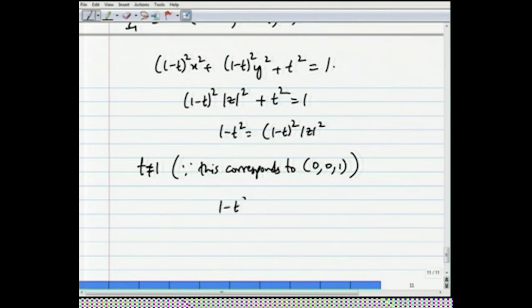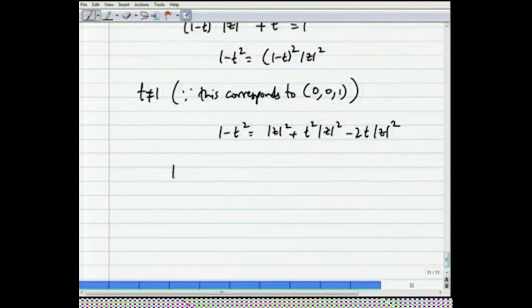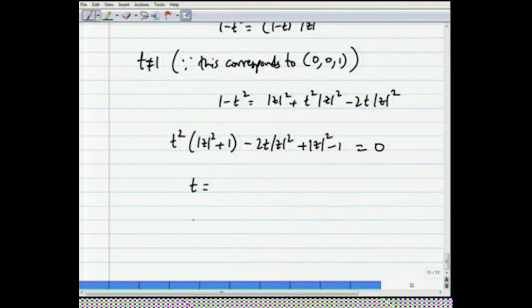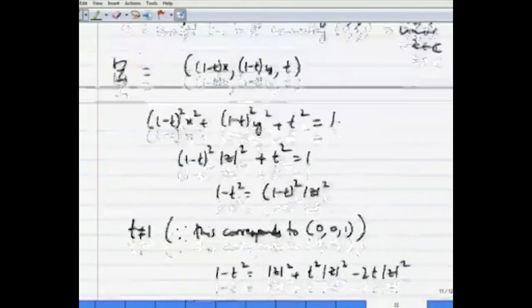So, 1 minus t squared is modulus of z squared plus t squared modulus of z squared minus 2 t modulus of z squared. So, this gives you t squared times (modulus of z squared plus 1) minus 2 t times modulus of z squared plus modulus of z squared minus 1 is equal to 0. So, t then, by using the quadratic formula, is modulus of z squared minus 1 by modulus of z squared plus 1.